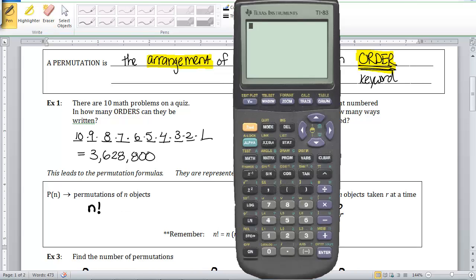On your calculator, you could enter that number, then go to your math key, scroll over to PRB, which stands for probability, and the fourth option is a factorial. If you then press enter, you will get the value of 10 times 9 times 8 times 7, 6 times 5 times 4, 3, 2 times 1 without having to individually calculate each one.